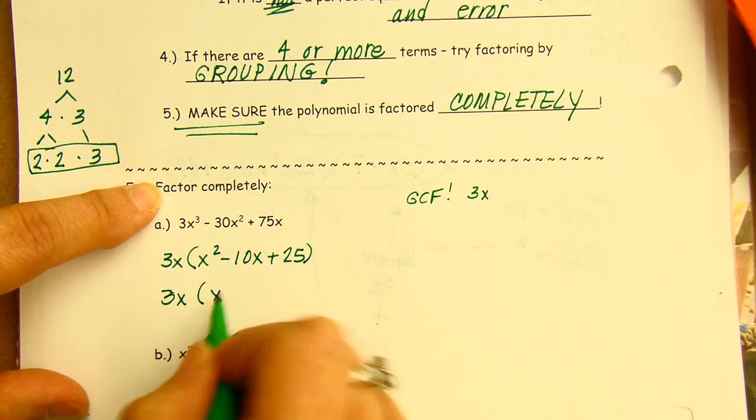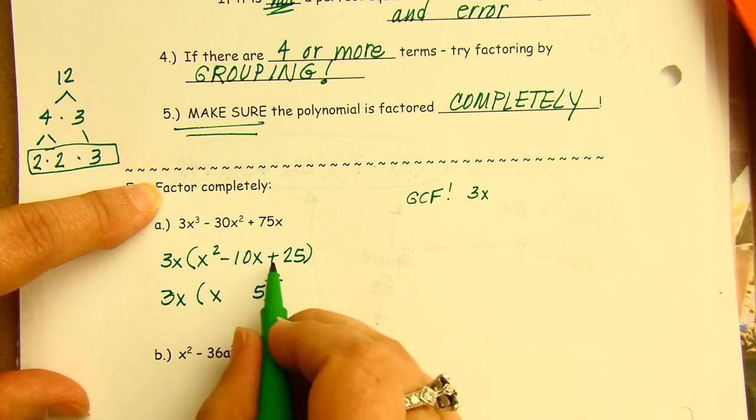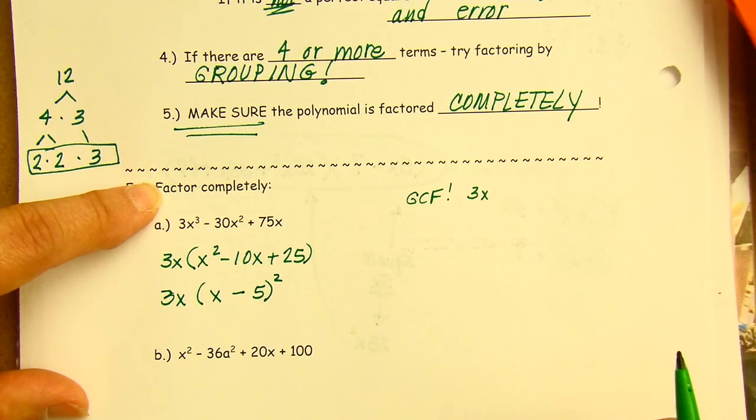I'm going to put an x here. I'm going to put a 5 here. I'm thinking that it's this thing squared. Signs are the same. They're both negative, so the middle is minus. I'm going to test it.